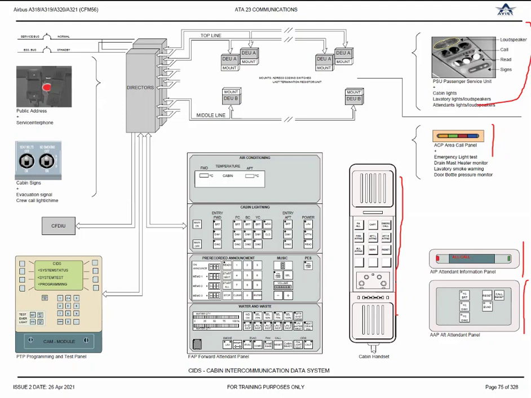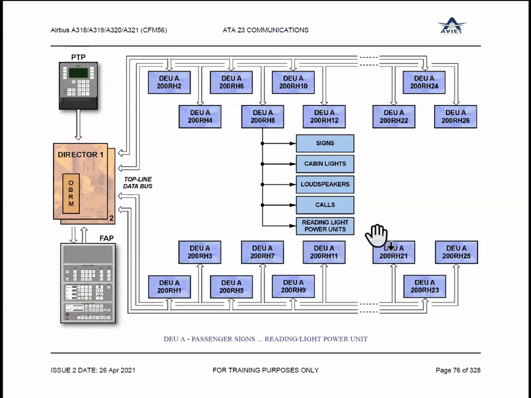Right, sir. So this is a bit of an introduction about what we are going to talk about in the CIDS system. If you see in detail, it looks like this. Not everything, but most of the things are here. So two directors are available, director 1 and director 2. They are connected with the top line buses.